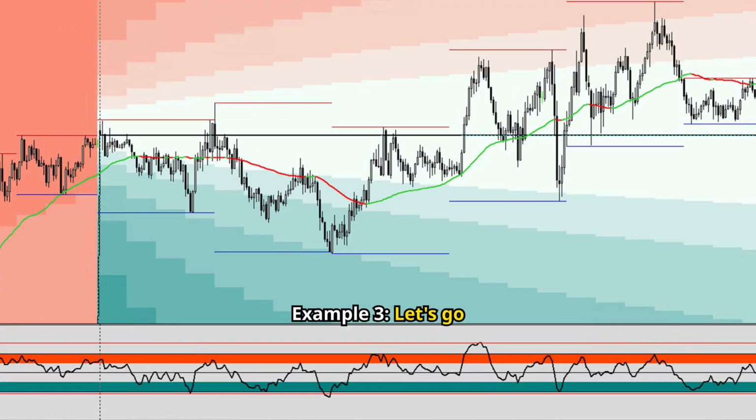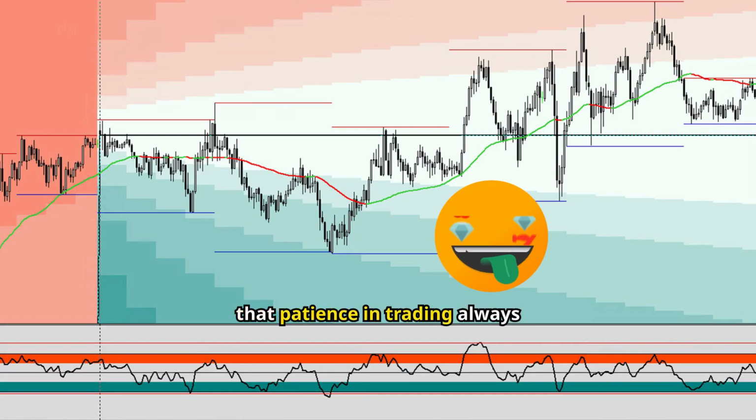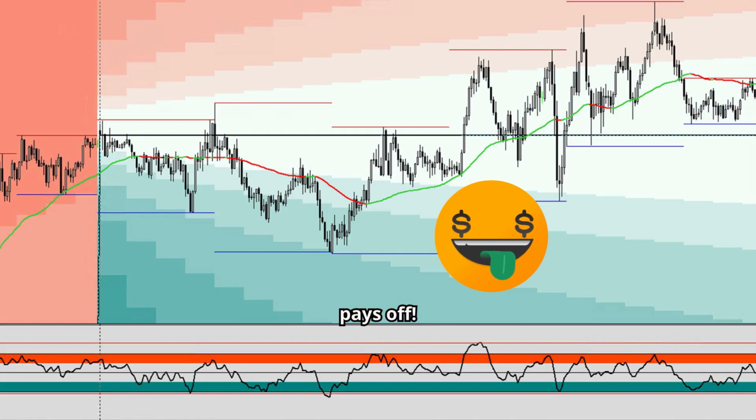Example 3, let's go over the last example. Here, we had two straightforward entry opportunities. The first was at the beginning of the day when the RSI hit the 30 level while in the green zones, short but sweet. The second opportunity came when the RSI made a new low, and this entry had a nice, extended run. This shows that patience in trading always pays off.